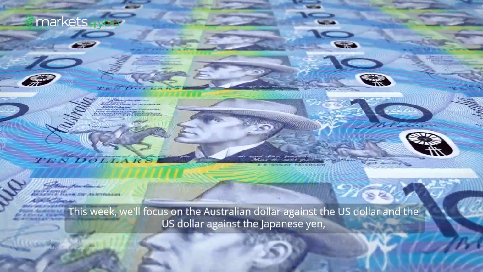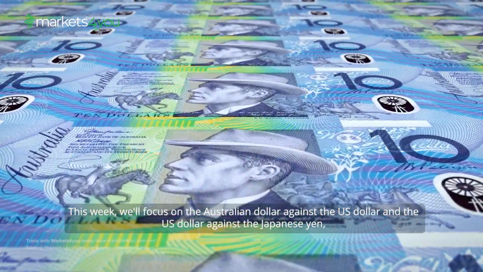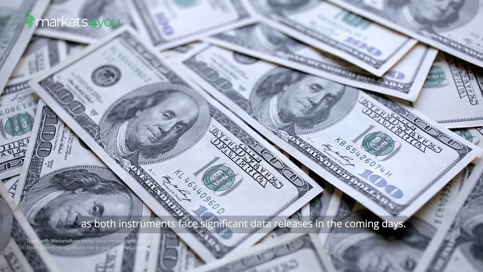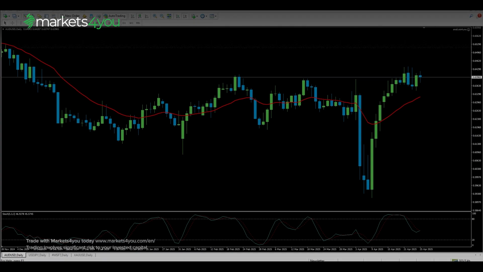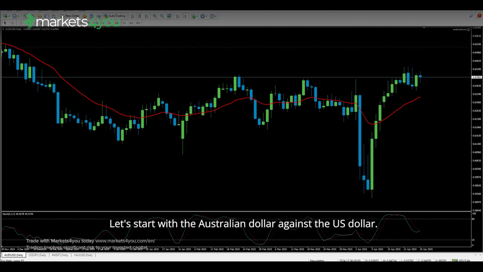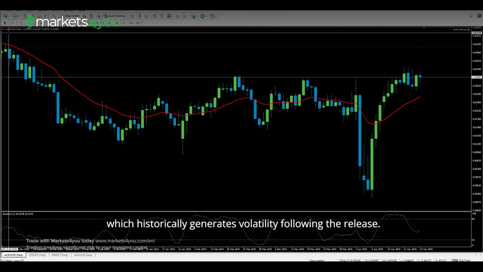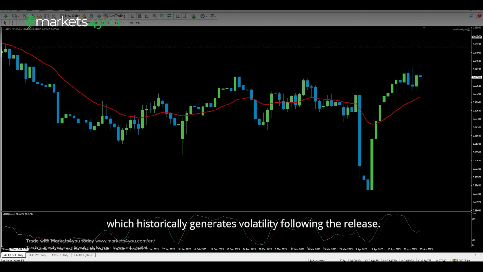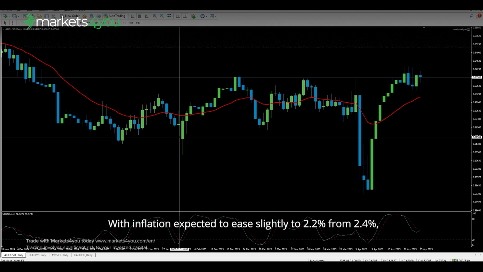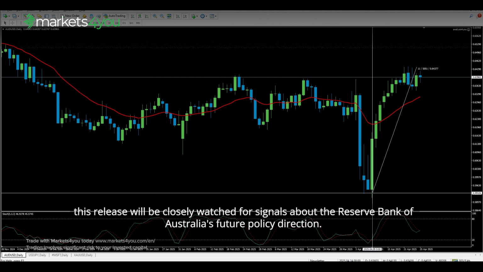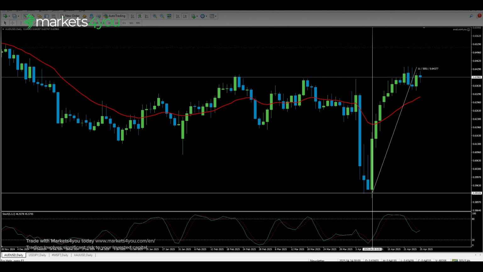This week, we'll focus on the Australian dollar against the US dollar and the US dollar against the Japanese yen, as both instruments face significant data releases in the coming days. Let's start with the Australian dollar against the US dollar. Looking at the daily chart, the Australian dollar faces crucial inflation data on Wednesday, which historically generates volatility following the release. With inflation expected to ease slightly to 2.2% from 2.4%, this release will be closely watched for signals about the Reserve Bank of Australia's future policy direction.